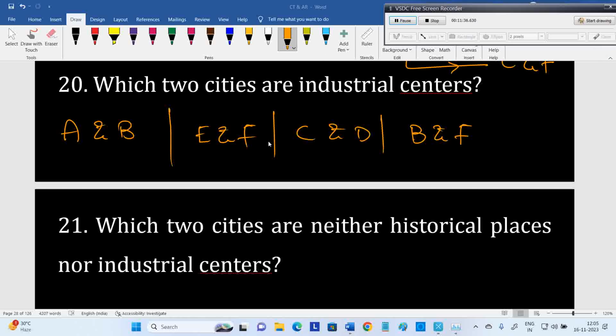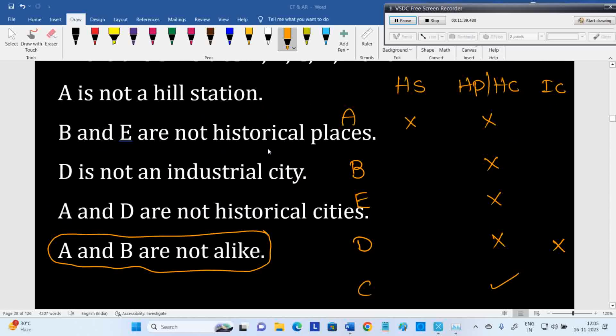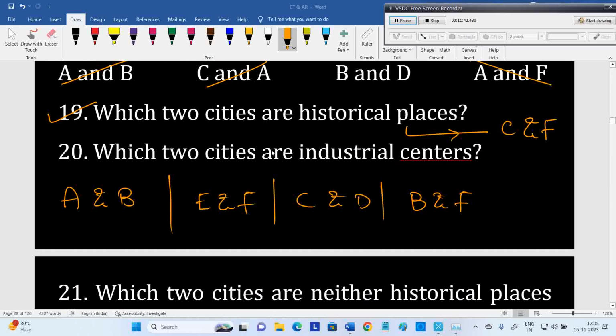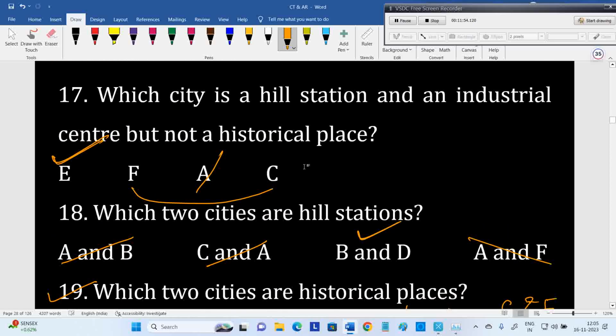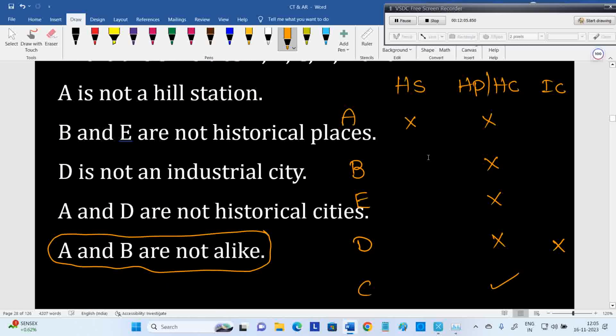They said they want two cities that are industrial centers, right? Which is not an industrial center? D is not an industrial center. So the option C and D is eliminated. Now A and B, E and F, B and F are there. In a previous question we already considered E as an industrial center. E is a hill station and industrial center we considered. So E can be an industrial center. If the tick mark or cross mark is not there, we can consider it a historical one, and it can be considered as an industrial city.